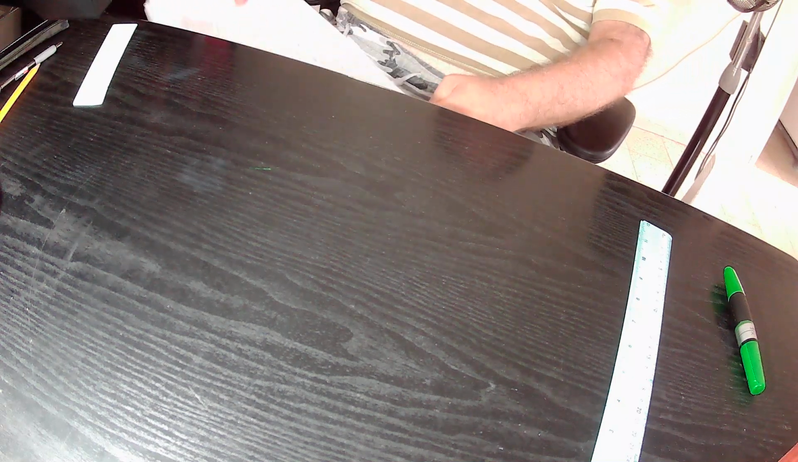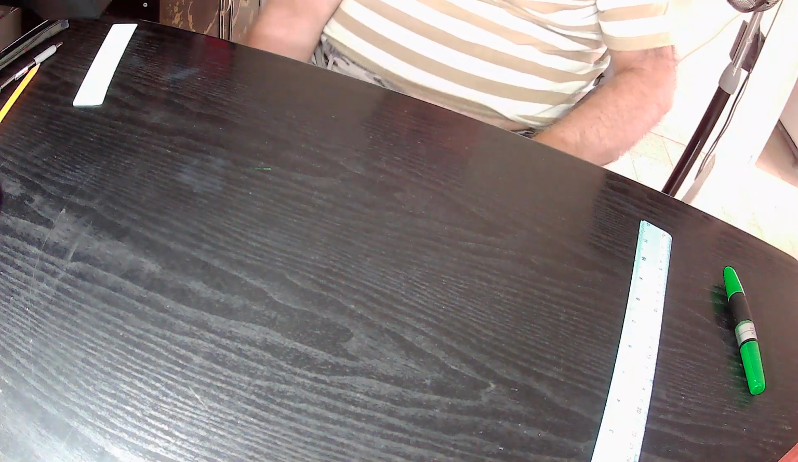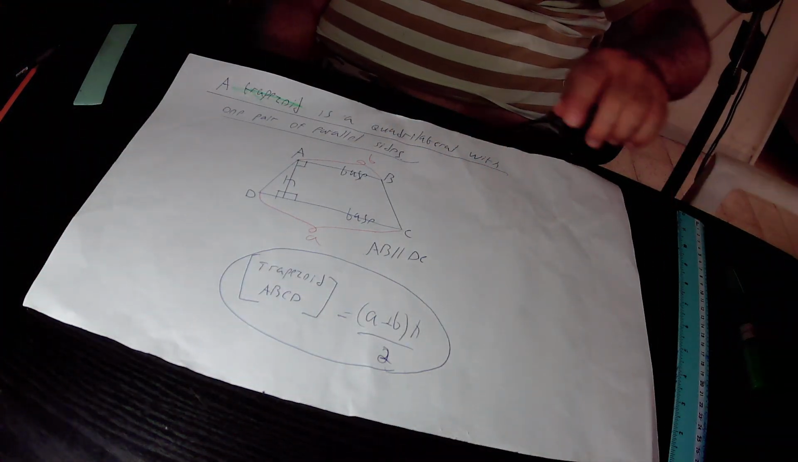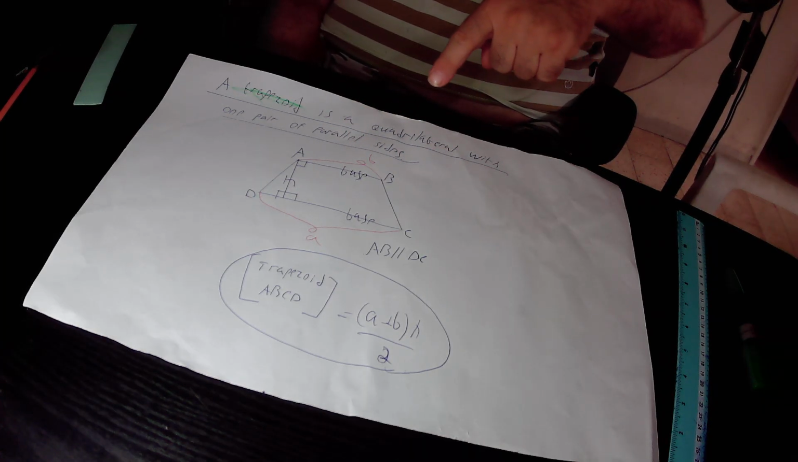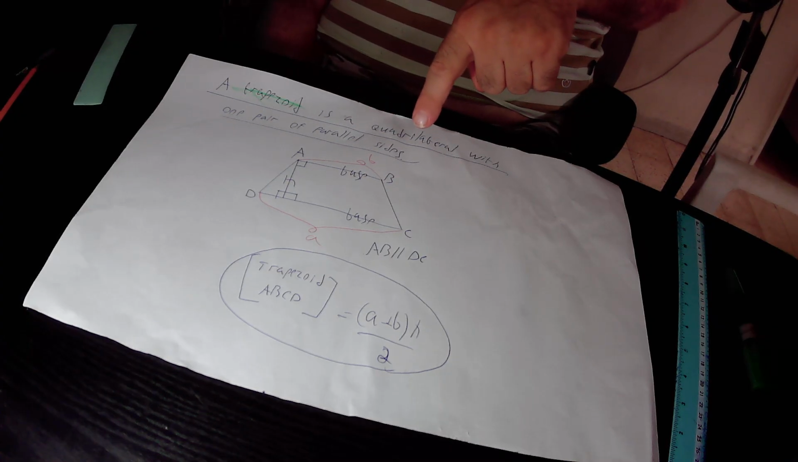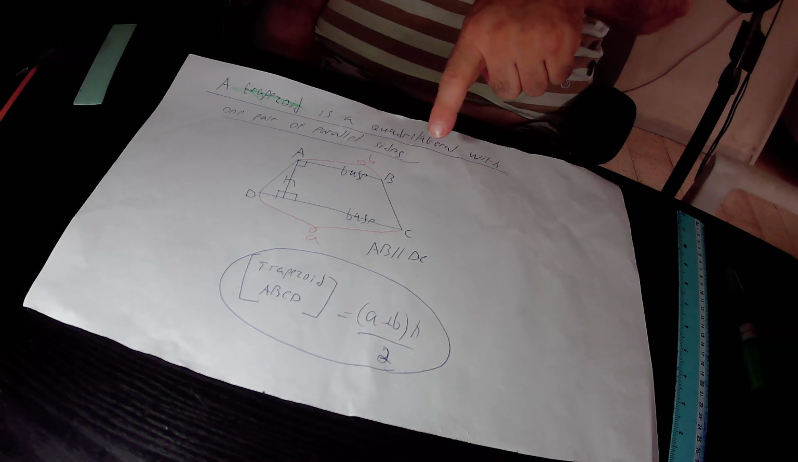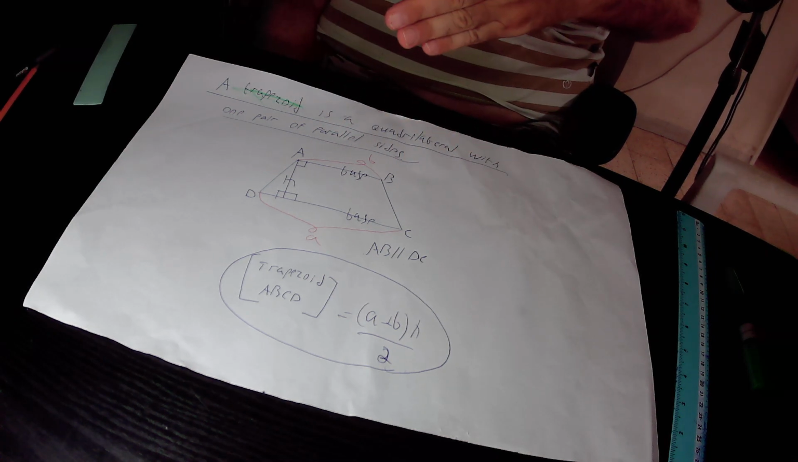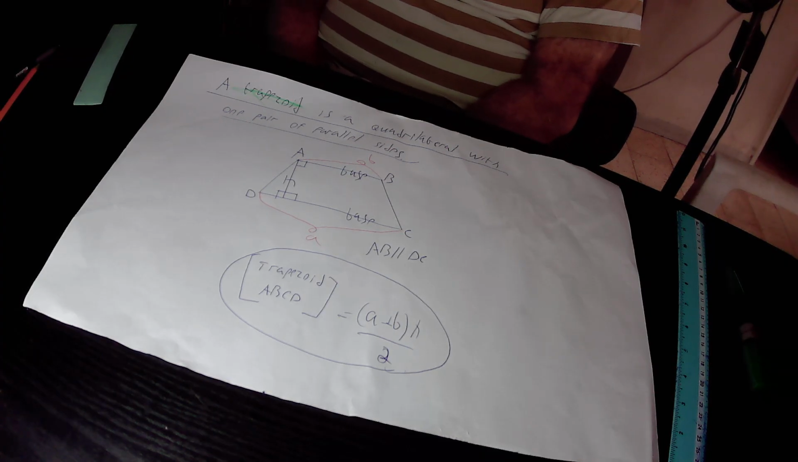So, first of all, what is a trapezoid? A trapezoid is a quadrilateral with one pair of parallel sides. This is trapezoid ABCD. Trapezoid ABCD is a quadrilateral because it has 4 sides, and in this quadrilateral ABCD, side AB is parallel to the opposite side DC. Therefore, this quadrilateral ABCD is defined as a trapezoid.